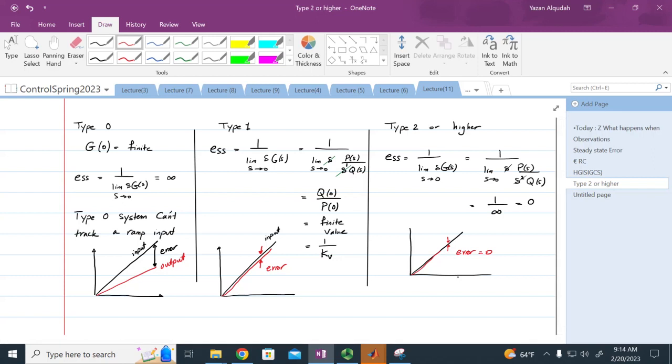We'll stop here, and next class we'll continue with if we have a parabolic input, and then we'll look at what happens if we have a non-unity feedback.